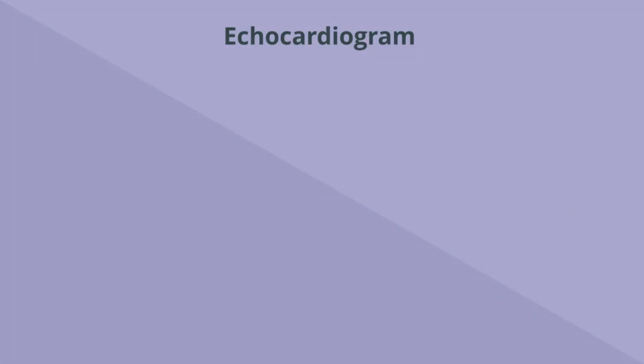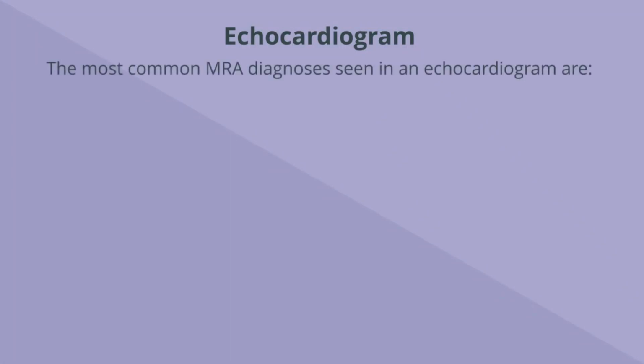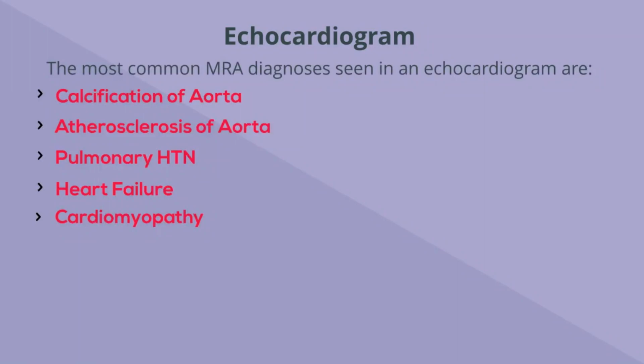The most common MRA diagnoses seen in an echocardiogram are calcification of thoracic aorta, atherosclerosis of thoracic aorta, pulmonary hypertension, systolic heart failure, cardiomyopathy.